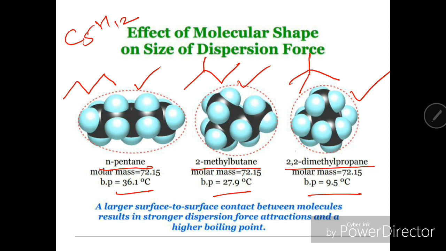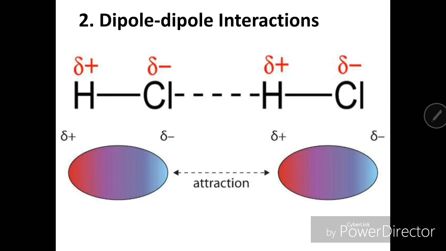Now the second type of intermolecular force, that is dipole-dipole interaction. As this name indicates, this kind of interaction will work between two polar molecules. I have shown here two HCl molecules. H and Cl have different electronegativities. Cl is more electronegative than hydrogen, so it will pull the shared pair of electrons towards it, and as a result hydrogen becomes partially positive and chlorine becomes partially negative. So this kind of molecule is a permanent dipole molecule.